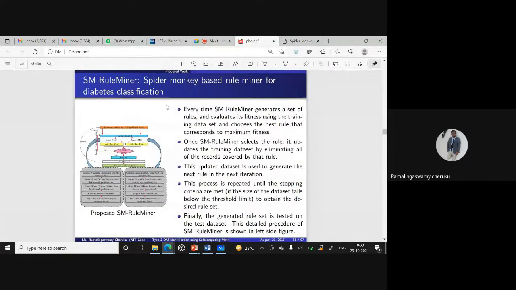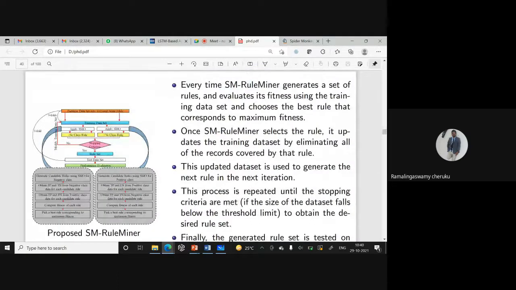This is my research work where I used the spider monkey algorithm for extracting rules for diabetes classification. We have taken the diabetes data set, which is publicly available in the UCI machine learning repository. Maybe it's not available now; I think they have removed it. So we have made use of the data set and the spider monkey algorithm for the generation of classification rules. Let's see how we have generated the rules.